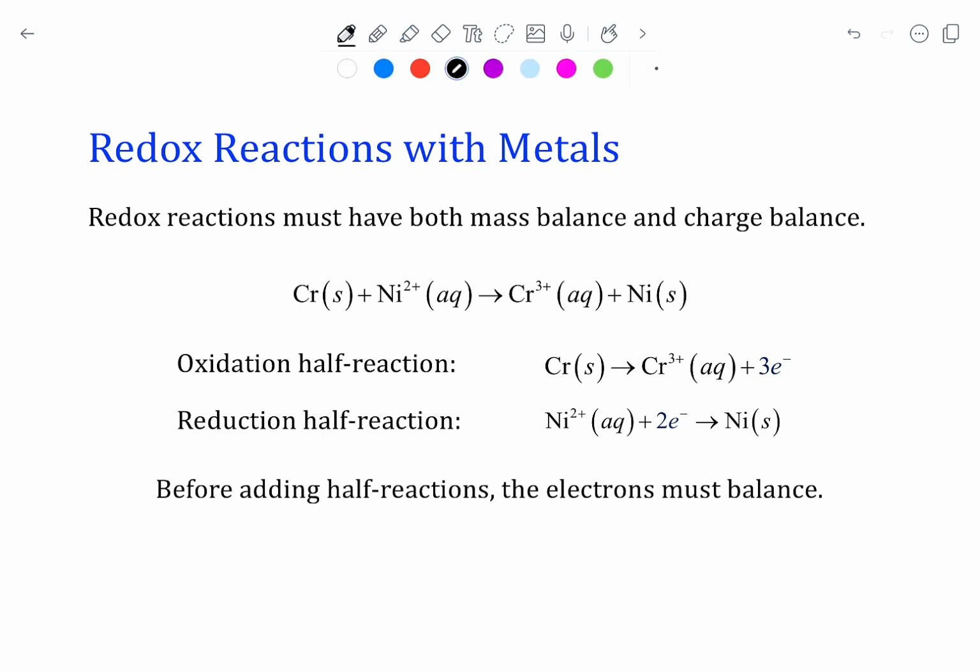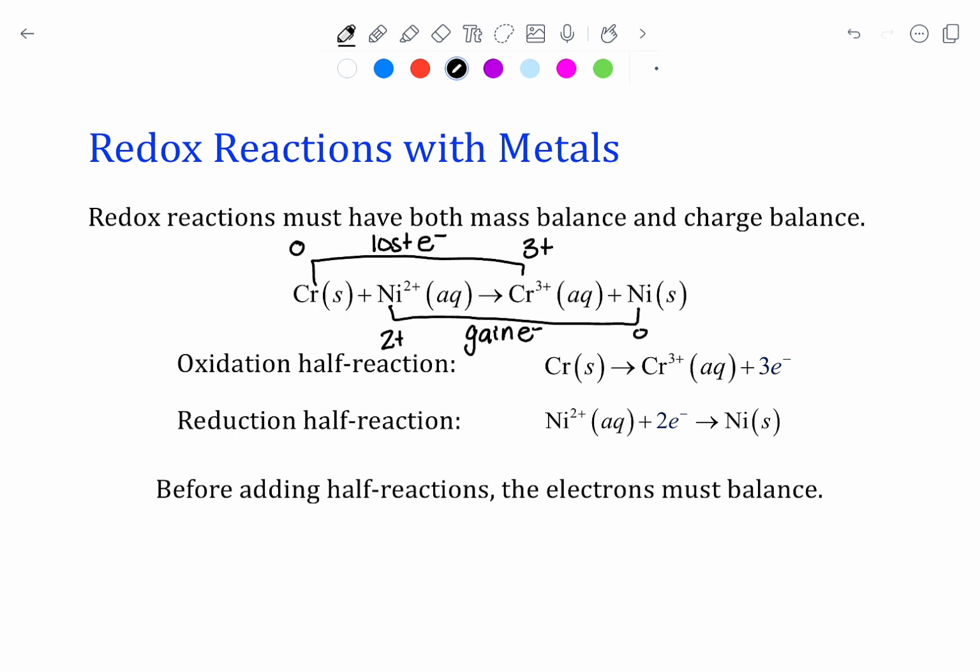So I have another example here. Chromium solid reacts with nickel 2 plus ions to create chromium 3 plus ions and nickel solid. Chromium is being oxidized. Okay, its oxidation number is going from 0 to 3 plus, meaning it lost electrons. Okay, and nickel 2 plus going to nickel solid goes from a 2 plus to a 0. So it is gaining electrons.